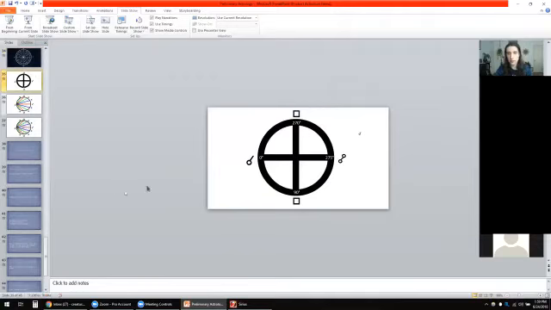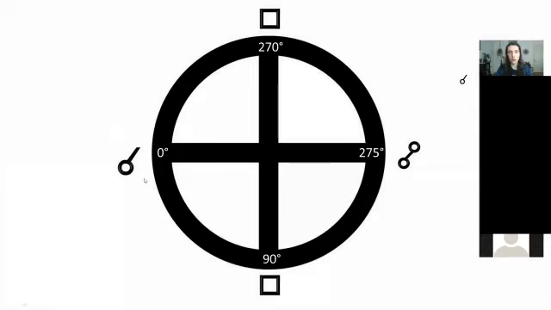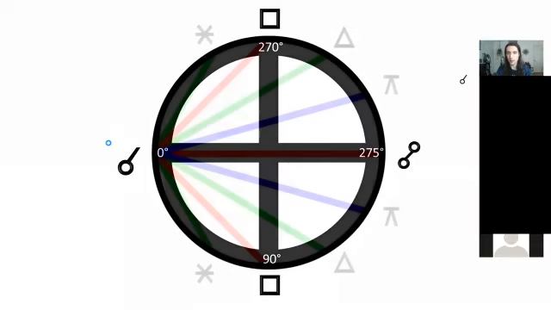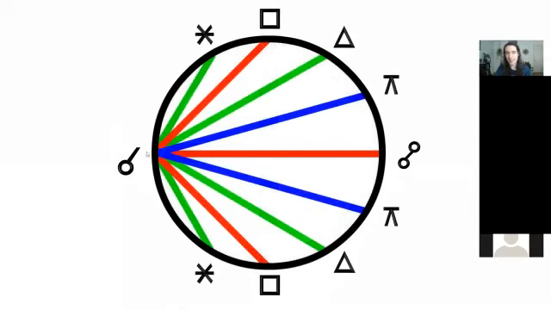So again, here's our 4 cardinal directions correlated to 4 fundamental aspects. I don't know why this says 275. That should definitely be 180 though. Here are the main aspects in astrology. Sextile, 60 degrees. Square, 90 degrees. Trine, 120 degrees. Quincunx, 150 degrees. Opposition, 180 degrees. Again, all of these will also correlate to different zodiac signs.